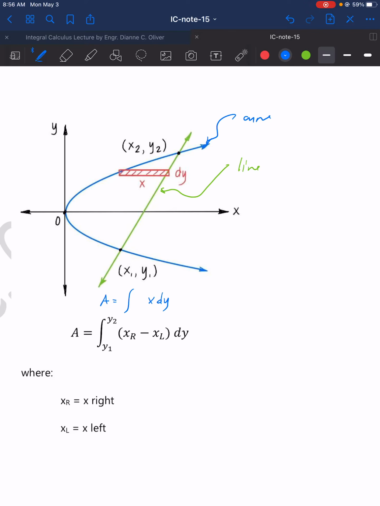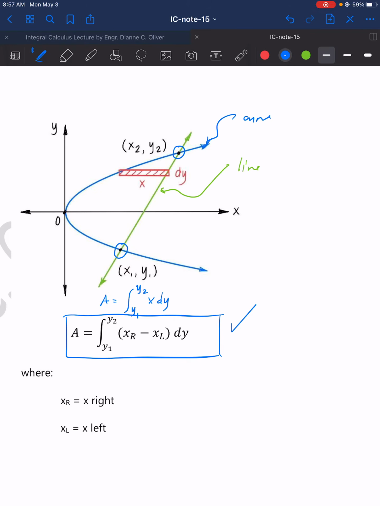And since we're using dy, the limits are y1 to y2. It is correct because y1 is lower than y2. And the limits are correct because it is the intersection. It is the highest intersection of the boundaries and the lowest intersection of the boundaries. So here it is correct.